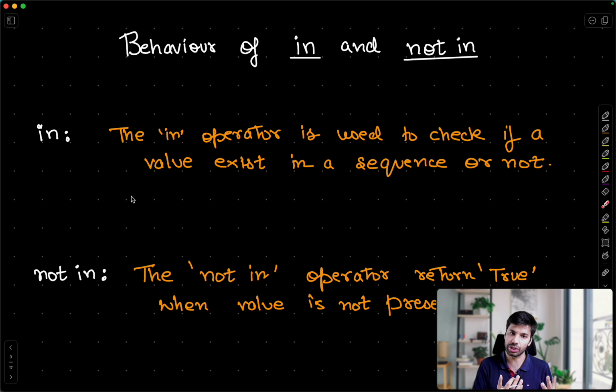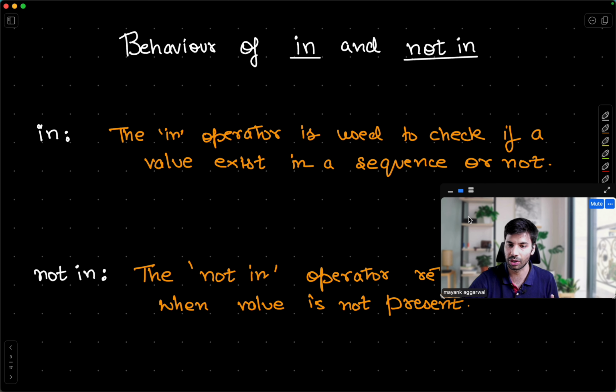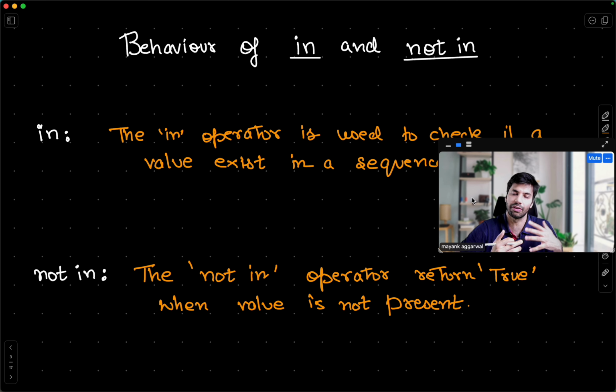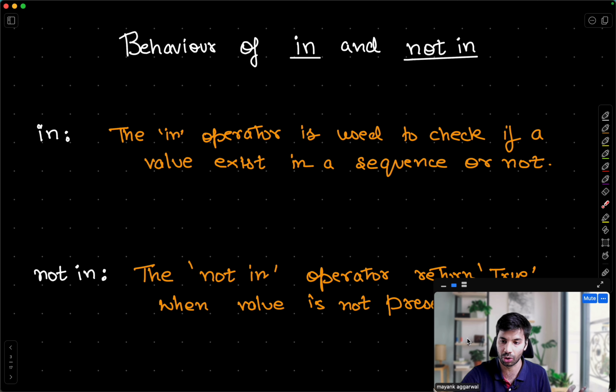The in operator is used to check if a value exists in a sequence or not. It returns true if it is present. If it is not, it returns false. Not in, on the other hand, returns true when the value is not present. So if I had asked whether watermelon is not in that sequence, you would have given true as the answer. That is what the membership operator does overall.